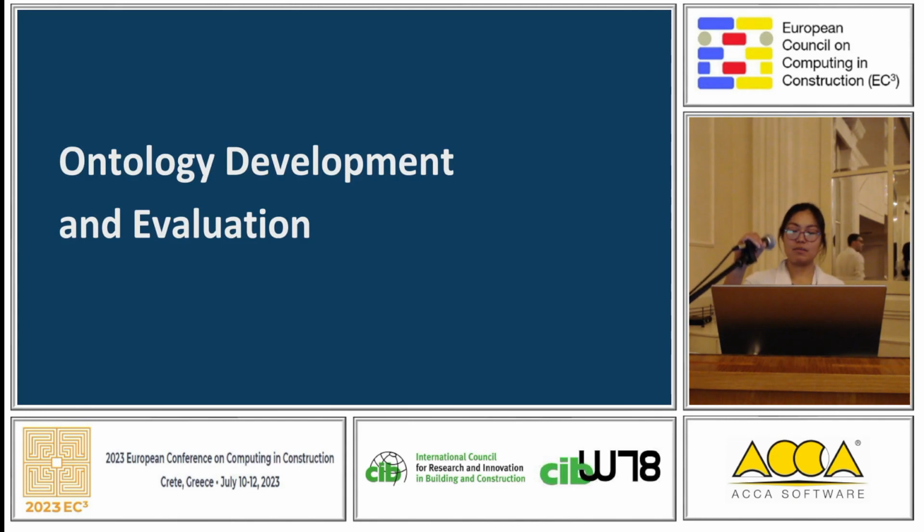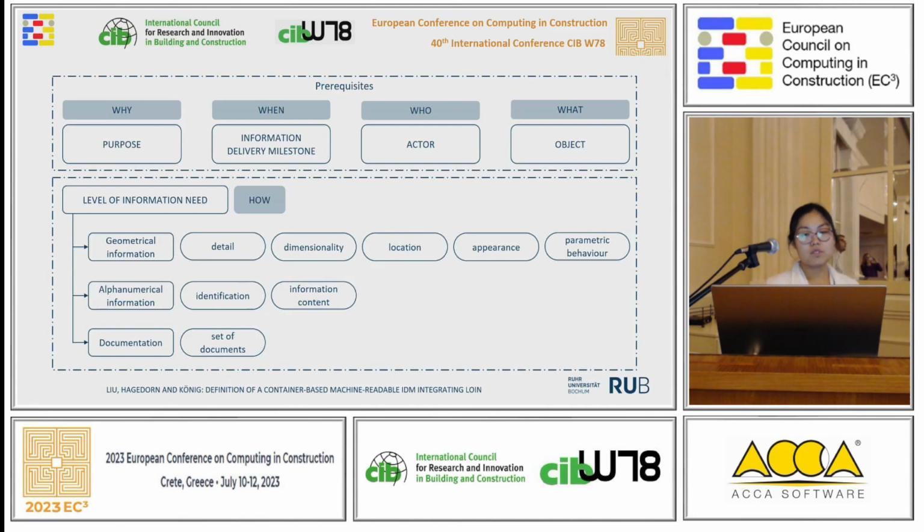Thank you. So I continue with the ontology development and evaluation and try to give you a deeper look into the development steps and the ontology structure. The development of the ontology started with the encoding of the standard level of information need, abbreviated with LOIN. This standard provides a concept and methods for describing information which is required and also should be exchanged by the information delivery process.